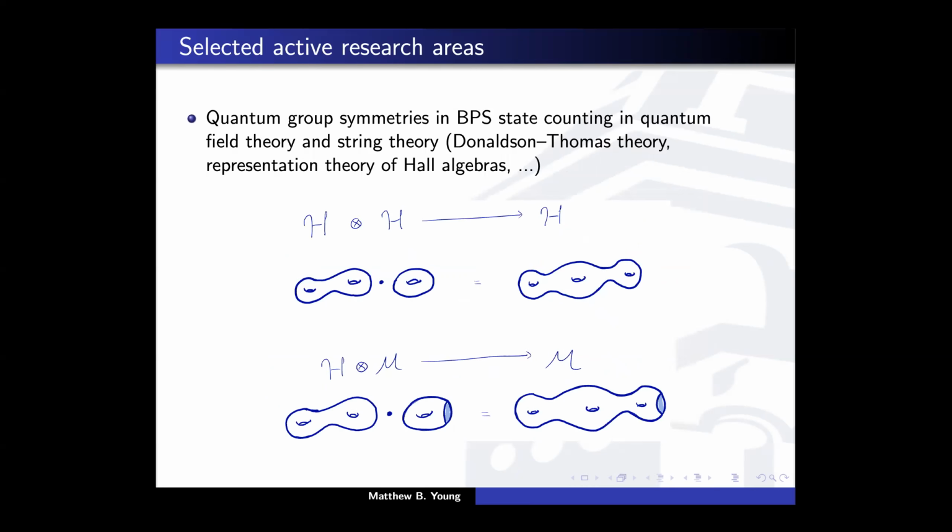A second project on which I'm working is understanding hidden quantum group symmetries in the BPS state counting in quantum field theory. A priori, this is an extremely geometric problem about, well, understanding somehow concatenation of surfaces, but using the technique of Hall algebras, I translate this into a much more tractable algebraic problem. Studying this algebraic problem, we then learn about the original geometric problem.